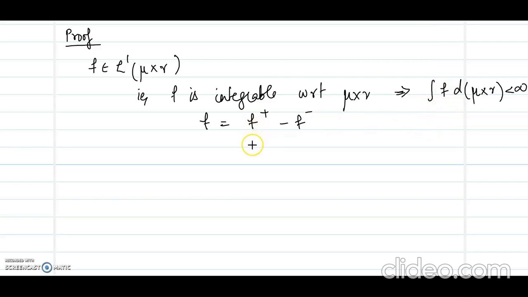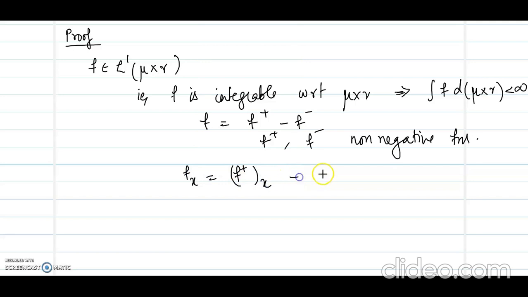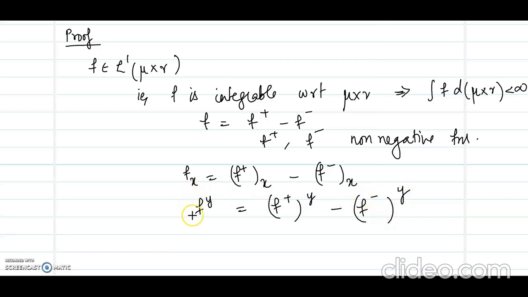Now f is f plus minus f minus, where f plus and f minus both are non-negative functions. So these are non-negative functions. Therefore f_x will be equal to the x section of f plus minus the x section of f minus. Similarly f^y will be equal to f plus y minus f minus y. So these will be the respective x section and y section of f.